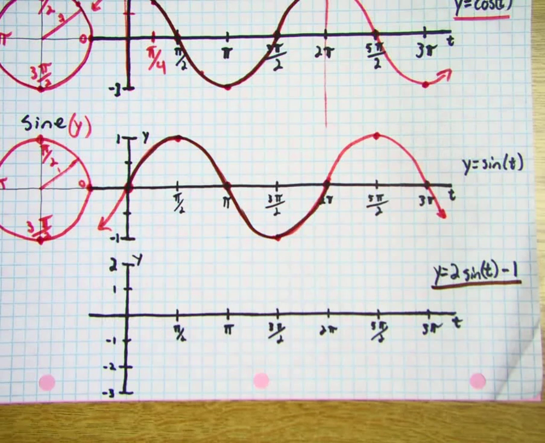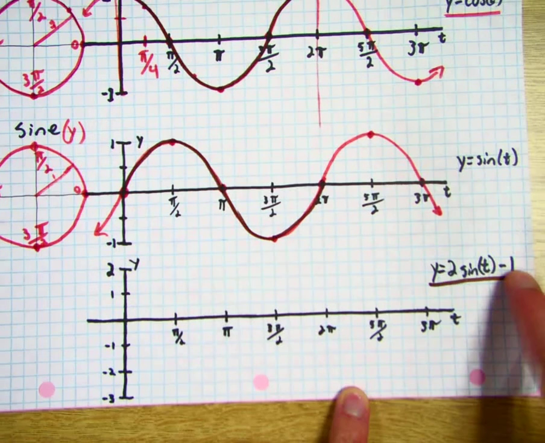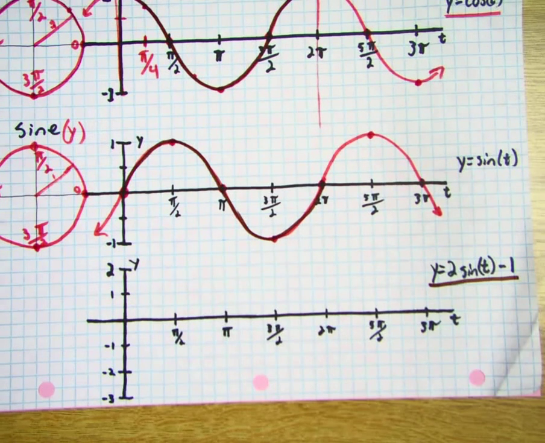And I'm going to have you pause this in just a little bit once I give you some instructions, but I just want you to think about this. What is going to happen to my sine graph when I throw the 2 and the -1 in there? What's it going to do to the graph? So think about that, and then unpause this when you're ready to continue.